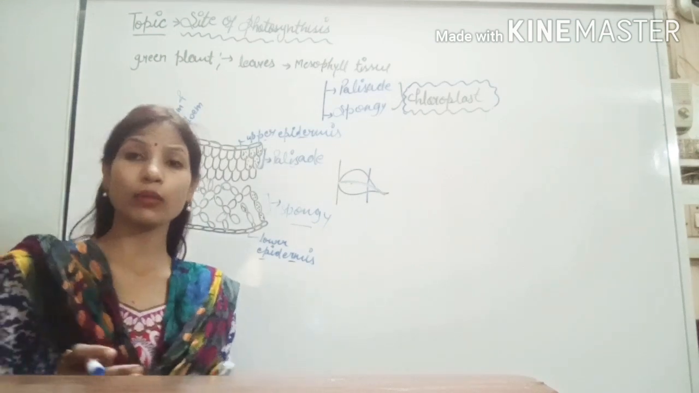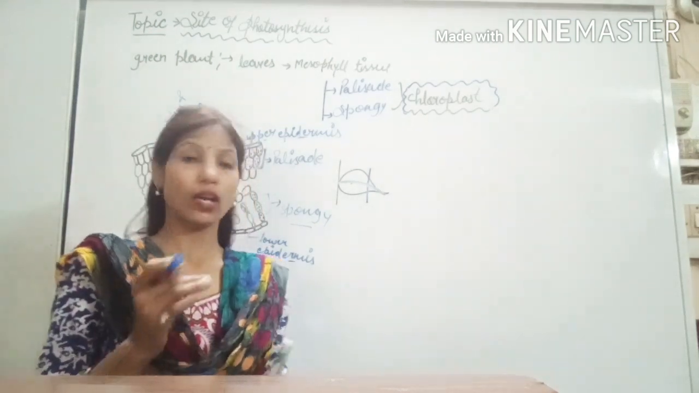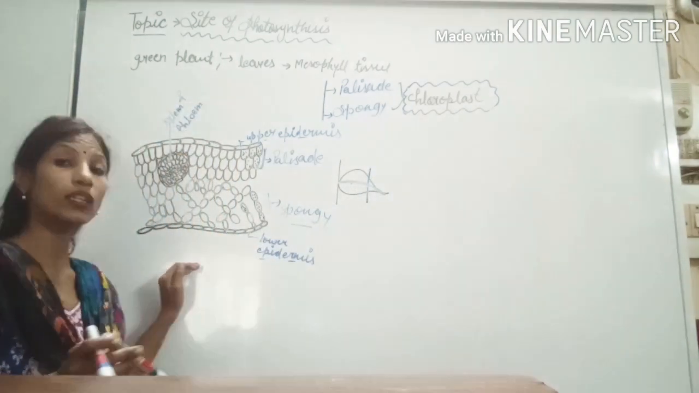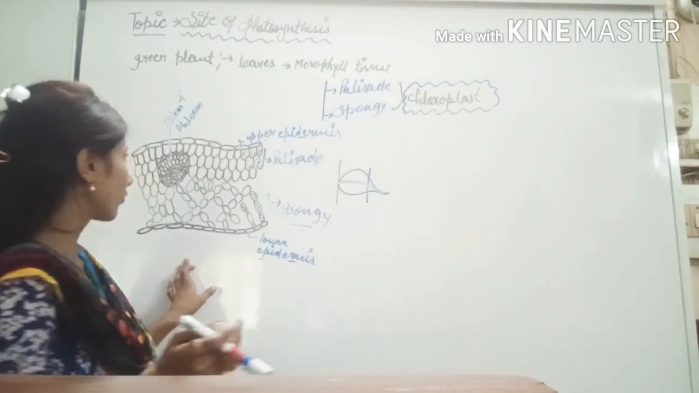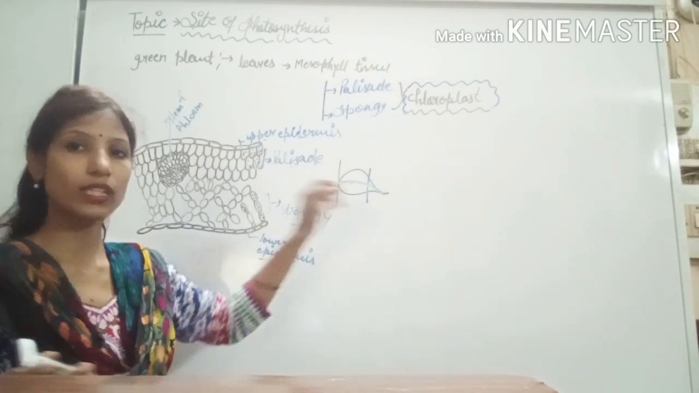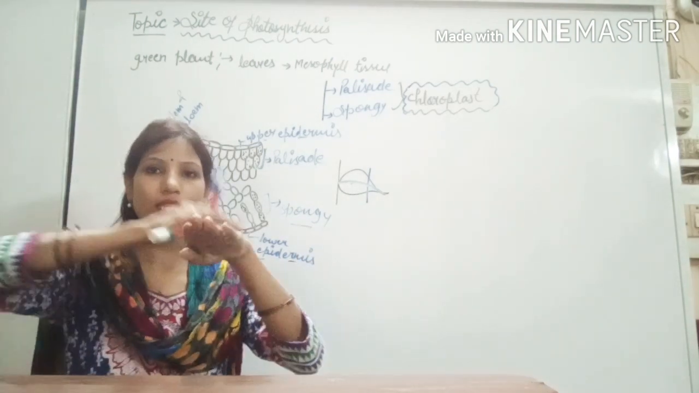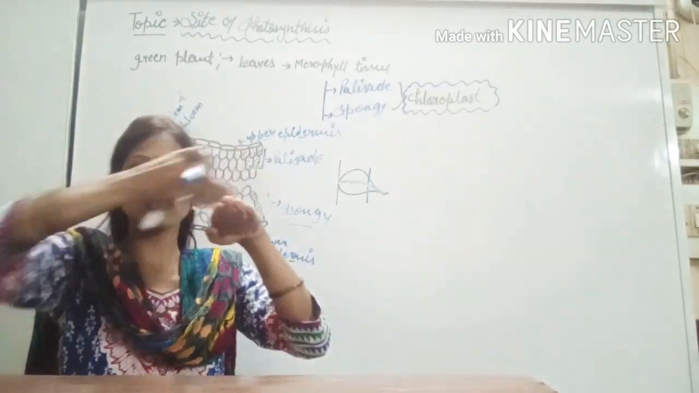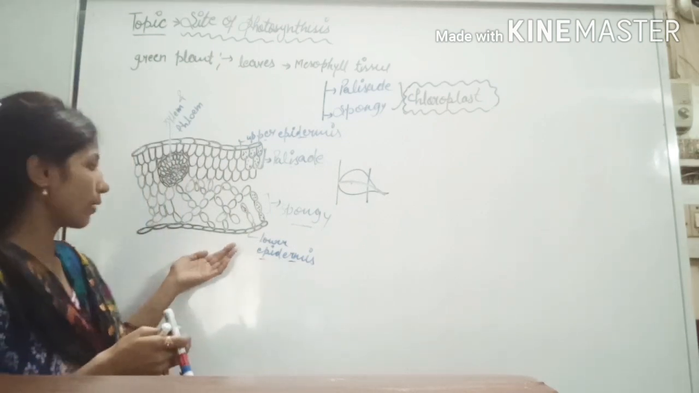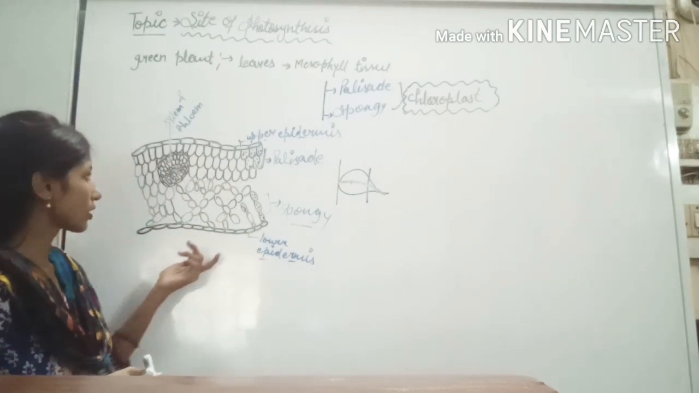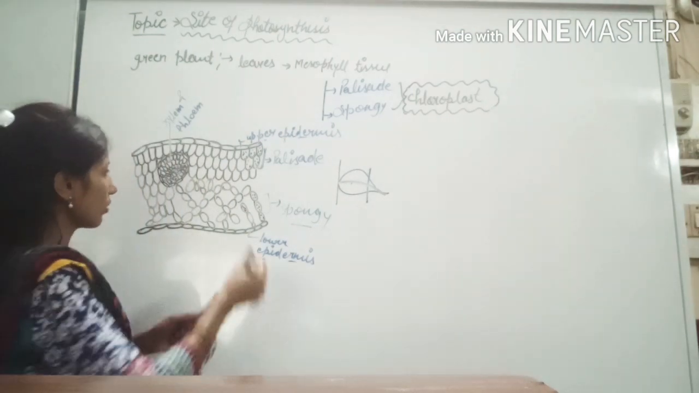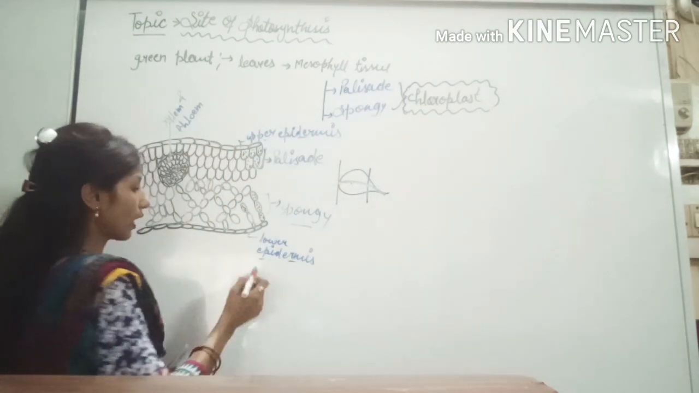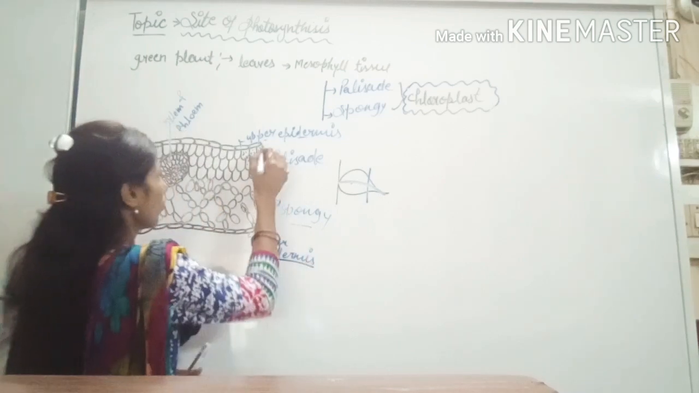Now we will understand the exact location of the chloroplast by a rough diagram, right? Here I have already drawn the rough diagram of the vertical section of a leaf. Suppose this is the leaf and we have just cut the leaf through this section. So this is the vertical section. As we know, this is the upper epidermis and this is the lower epidermis, right?